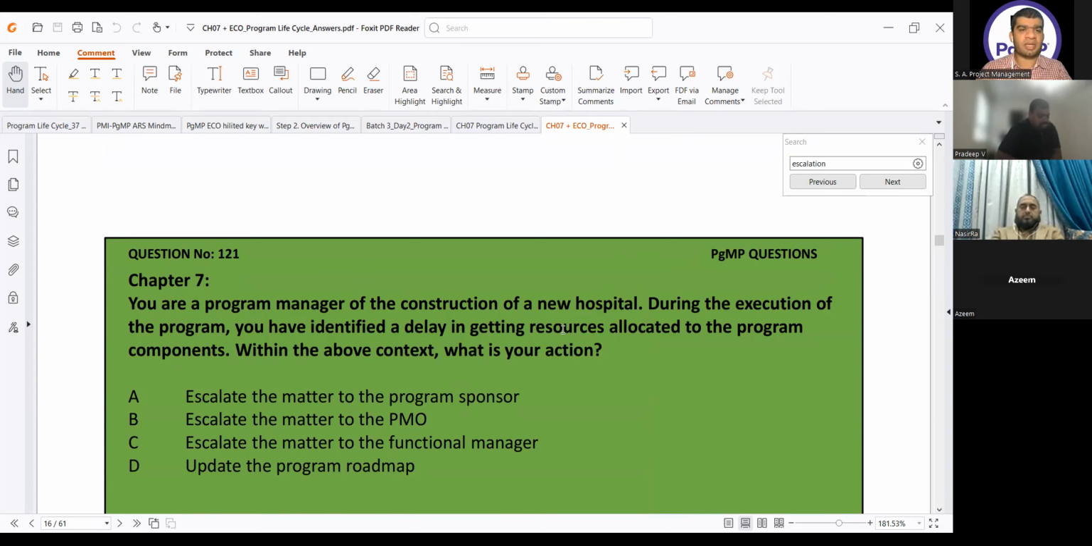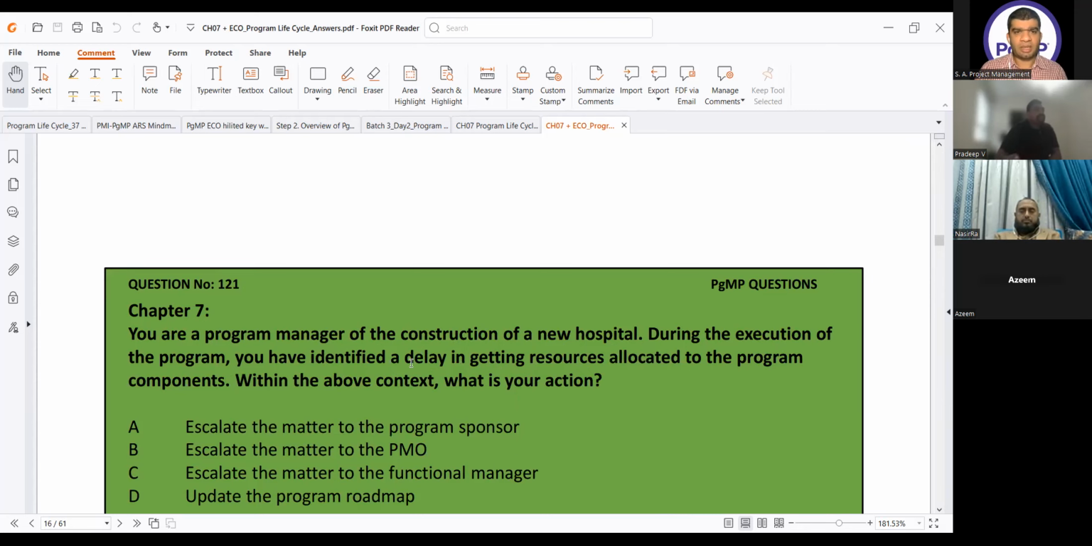Sponsor or the steering committee. And if it was that during the execution of the program, you are having the problem to get the resources shared among your components, in that case, the correct answer will be PMO. Yes. Any other question? Yeah, I think no, that's it.